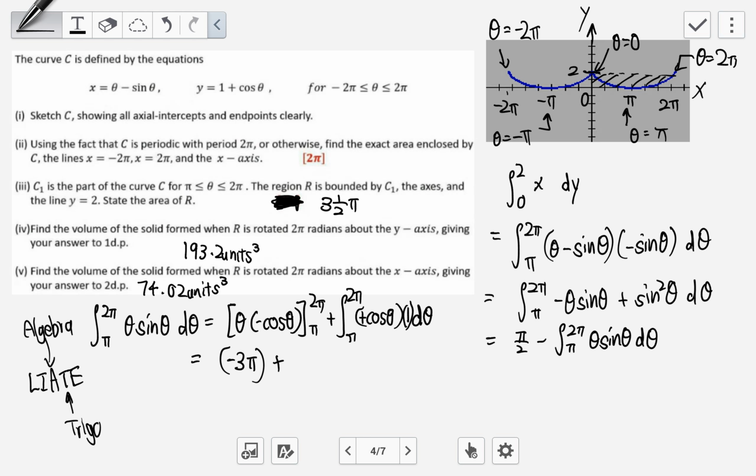When I integrate cosine theta, I get sine theta, so sine theta from 2 pi to pi. Did I get it correct? So pi to 2 pi gives me, okay, so this part is just minus 3 pi plus sine 2 pi, which is 0, and sine pi, which is 1. So sine 2 pi is 0 and sine pi is 1.